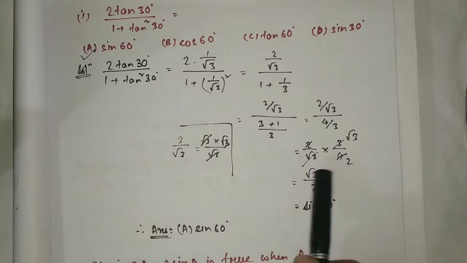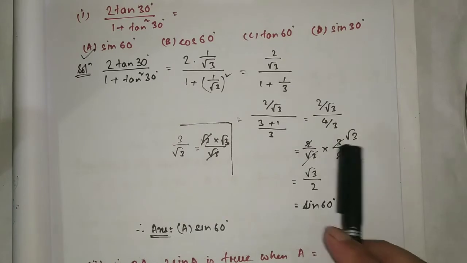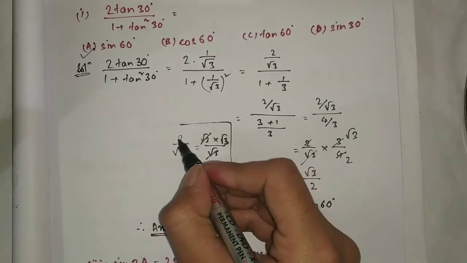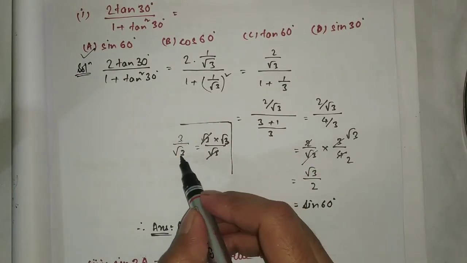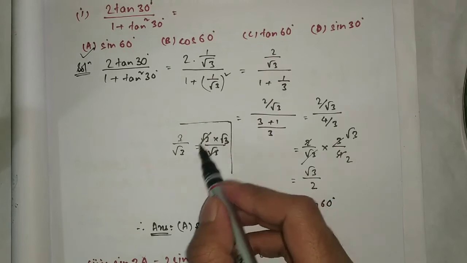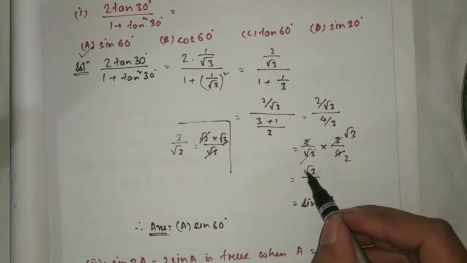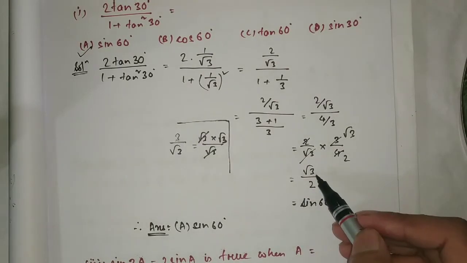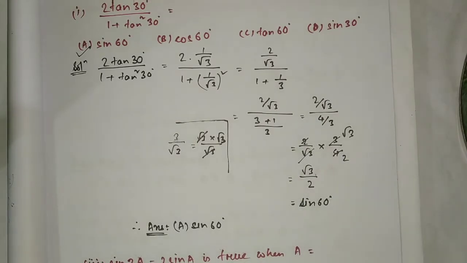And now see, there is root 3 in the numerator and the denominator and 3 in the denominator. So how we get root 3 is this. We can write 3 to be root 3 into root 3, and that is root 3 in the denominator. So one root 3 and one root 3 get cancelled out and we remain with root 3, which is this root 3. So we get the answer to be root 3 by 2, which is equal to sin 60 degree.